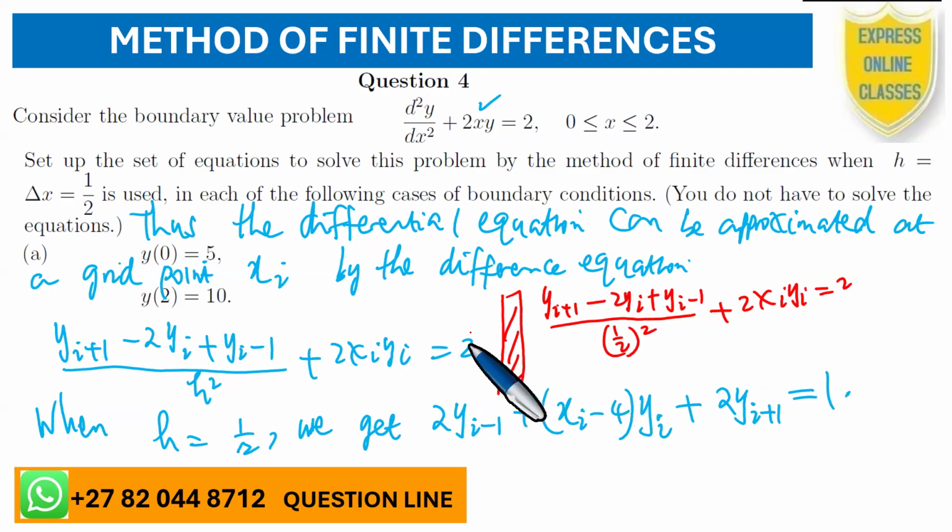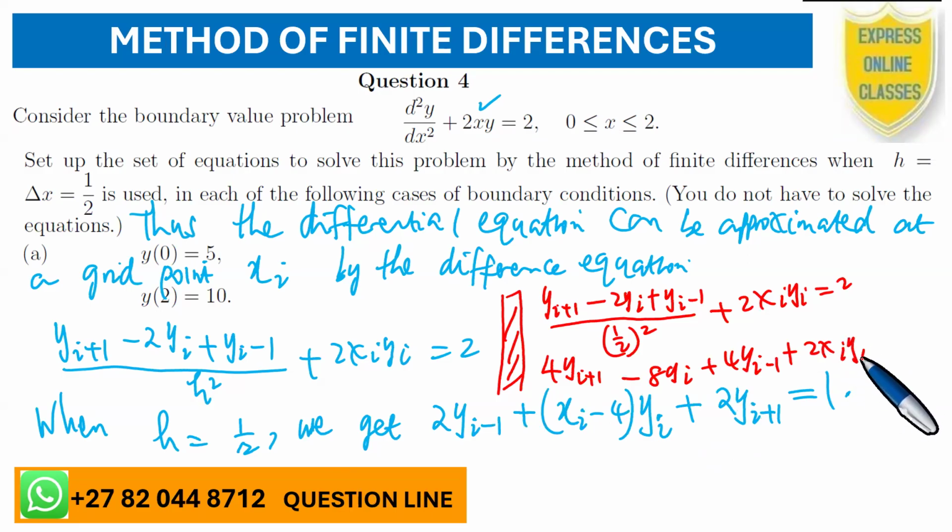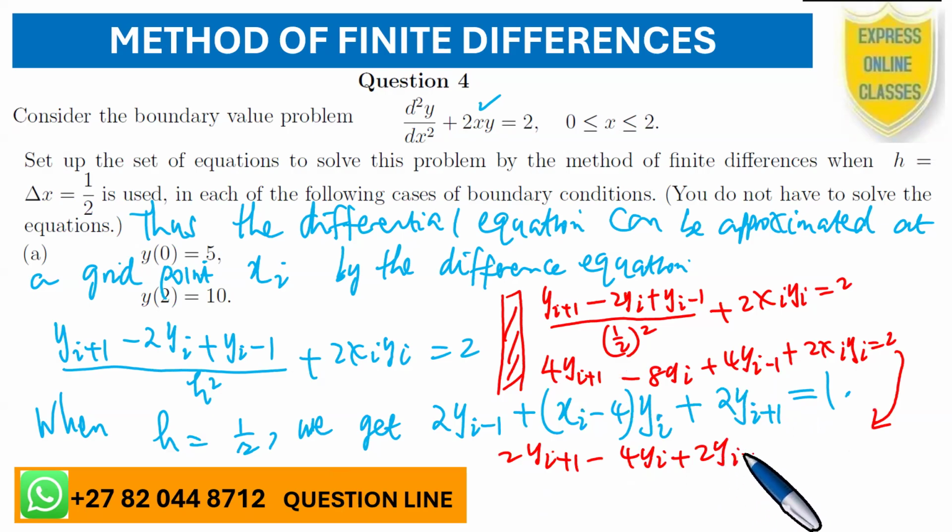multiplied through by 4. Well, 1/2 squared is 1/4, and because it is in the denominator, it gives us 4 yi plus 1 minus, you can write exactly 8 yi, and 2. Okay. So now in the end, you divide by 2. And if you do, you get 2 yi plus 1 minus 4yi plus 2yi minus 1 plus xiyi equals 1.